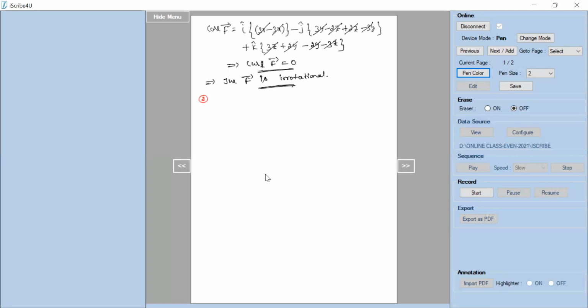In the same way, you can try this problem later. Show that the vector f equals x i cap plus y j cap divided by x square plus y square is both solenoidal and irrotational. So like the last problem, you can find the divergence of this and the curl of this vector, and if both are 0 you can show that it is solenoidal and irrotational. This is how we can verify that a vector is solenoidal and irrotational for a given problem.